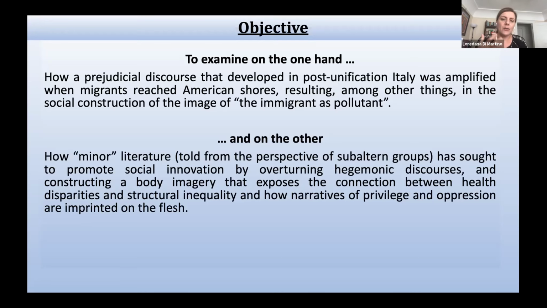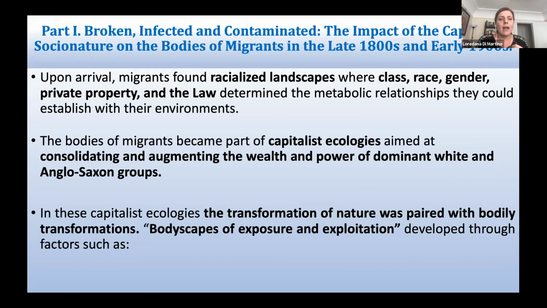literature, so literature that is told from the perspective of subaltern groups, what we define as minorities, has sought to promote social innovation by actually overturning those discourses and constructing a body imagery that exposes the connection between health disparities and structural inequality. So how narratives of privilege and oppression are actually imprinted on the flesh.